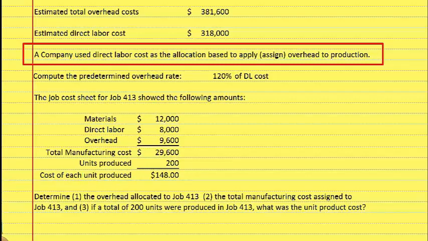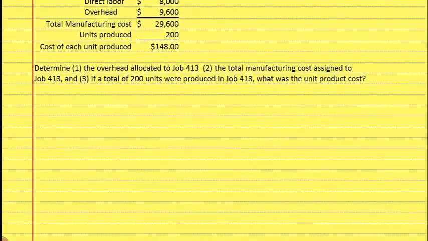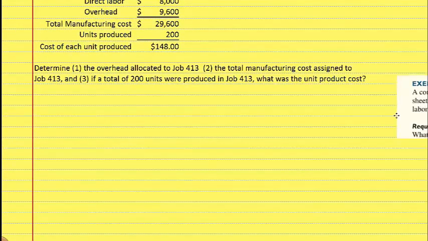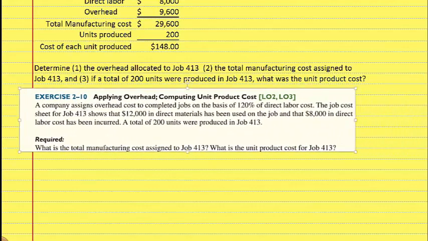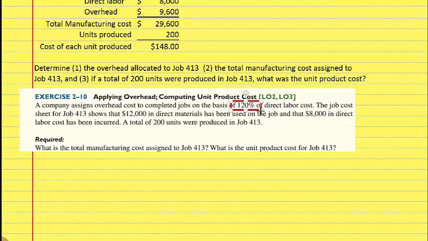Now you've just completed exercise 2-10, and exercise 2-10 looks like this. Notice they've already computed the overhead rate for you there, which is 120%. And there's 8,000 in direct labor cost right there, 12,000 in materials cost, and a total of 200 units produced. So we computed the total manufacturing cost assigned to job 413 right there. And we also computed the unit product cost for job 413.